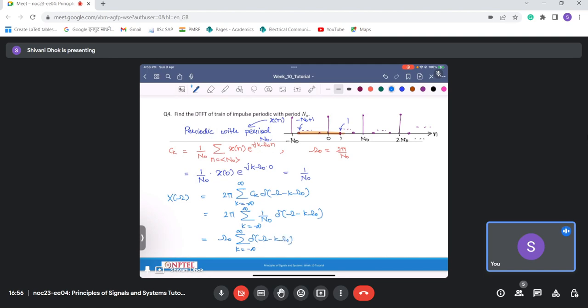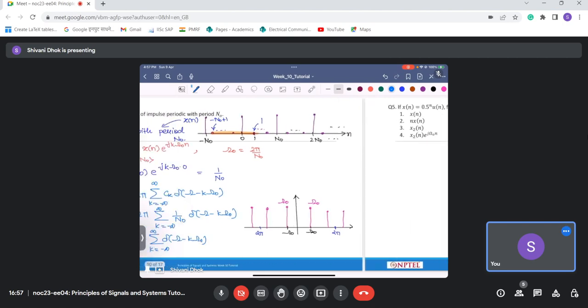Now if we look at this x of omega, this is also something very interesting. If I have this point as omega naught, this is minus omega naught, then I have impulses of magnitude omega naught. Similarly, it will be repeated at every integer multiple of omega naught, which will be something like this. So again in the frequency domain also I am getting a train of impulse. I hope this part is clear. Any further questions?